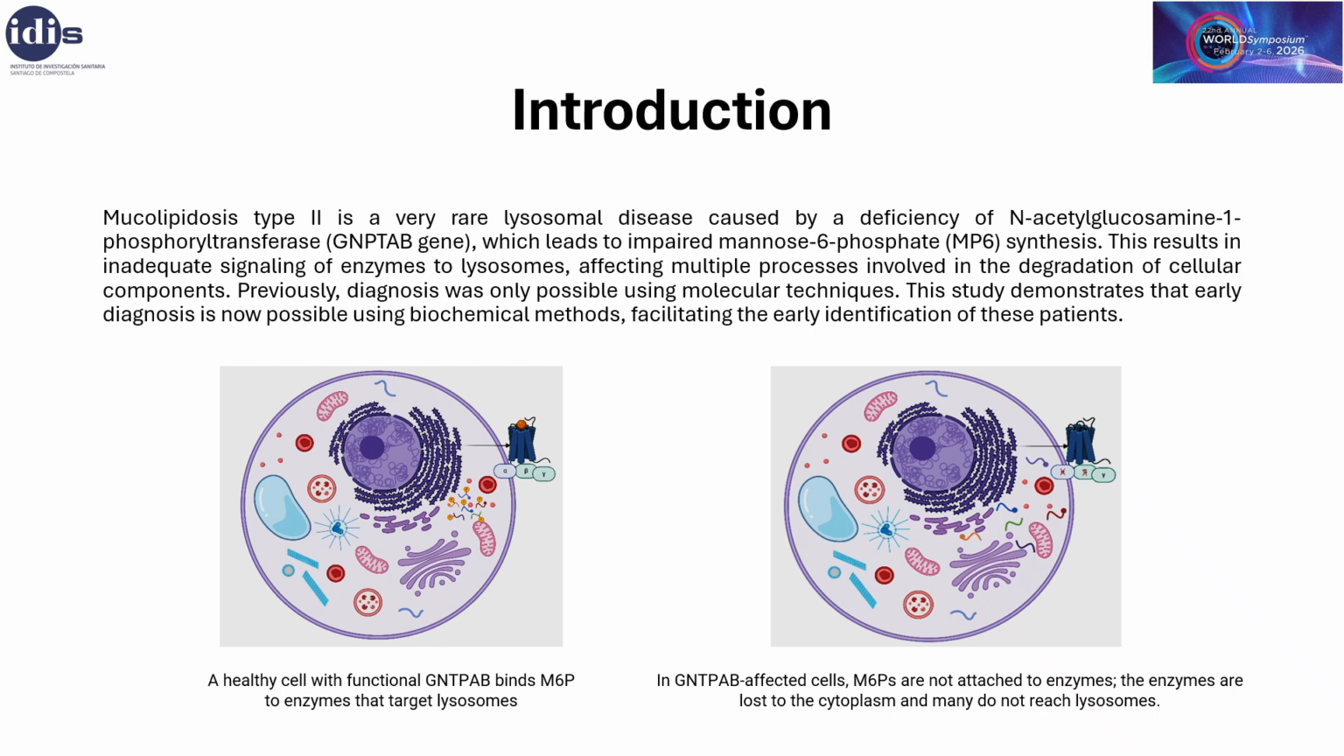A small introduction: mucolipidosis type 2 is a very rare lysosomal disease caused by a deficiency of N-acetylglucosamine-1-phosphotransferase, encoded by the gene GNPTAB, which leads to impaired mannose 6-phosphate synthesis. This results in inadequate signaling of enzymes to the lysosome, affecting multiple processes involved in the degradation of cellular components.